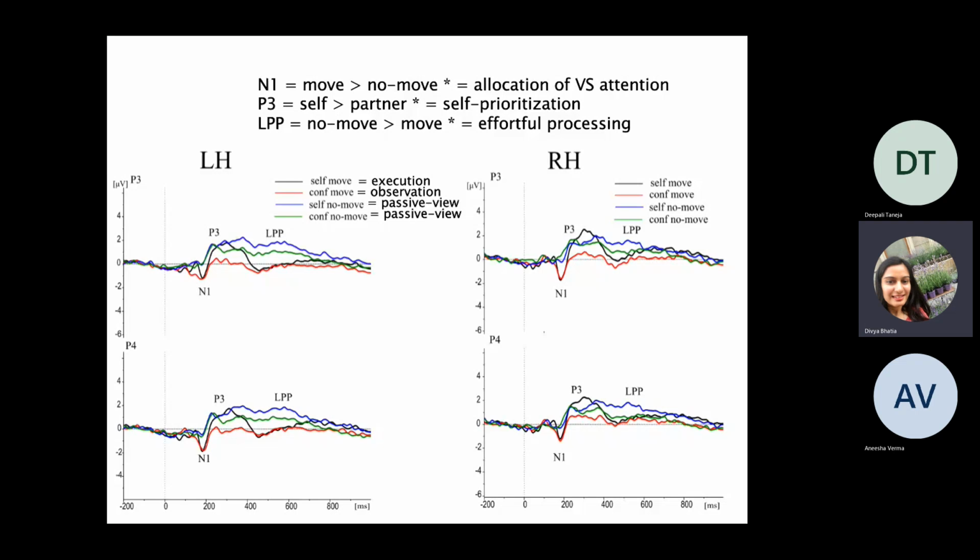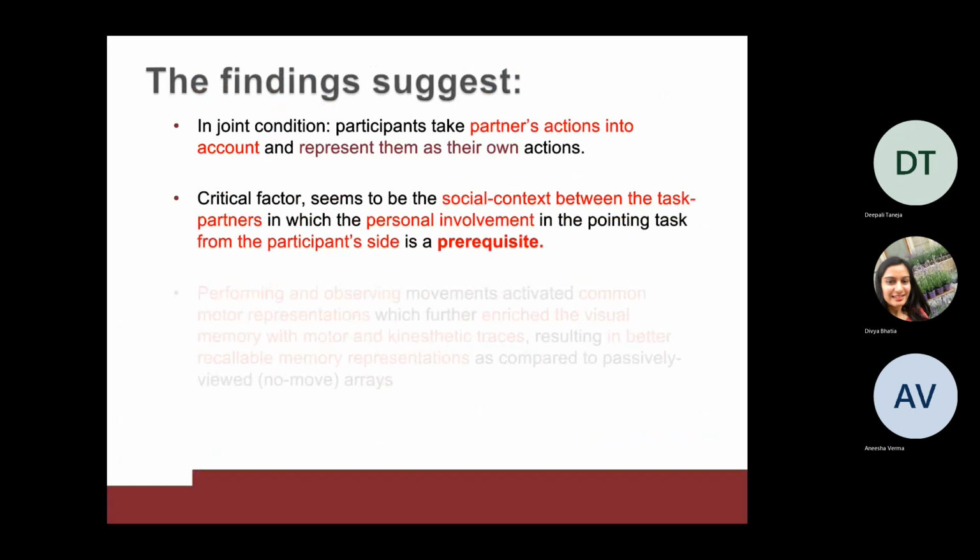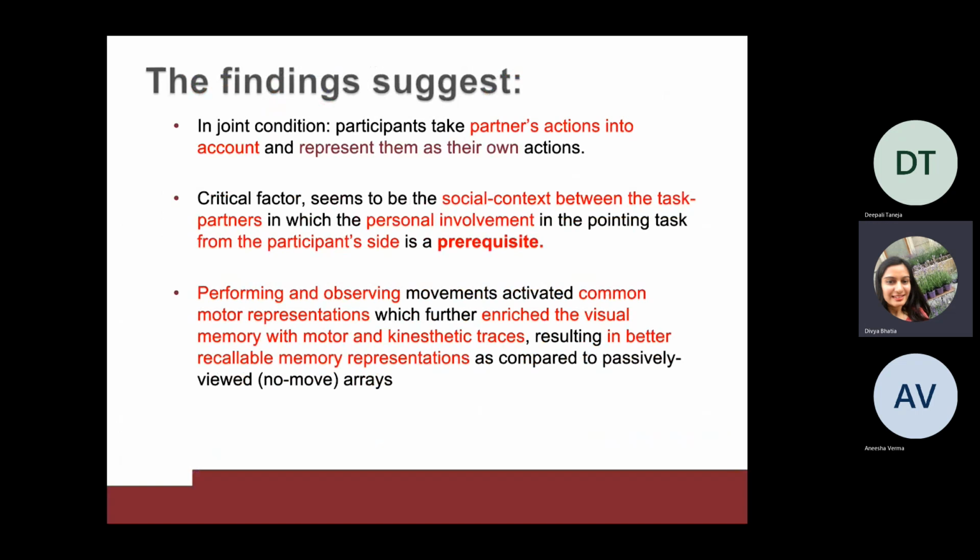So these were the ERP findings, and altogether, this suggests that participants in a joint action condition take their partner's actions into account and represent them as their own actions. But a critical factor seems to be the social context between the task partners. If the social context is not there, this effect disappears. The personal involvement from the participant side is a prerequisite, and performing and observing movements activates common motor representations, which can further enrich the visual memory with motor and kinesthetic traces, and result in better recallable memory representations.